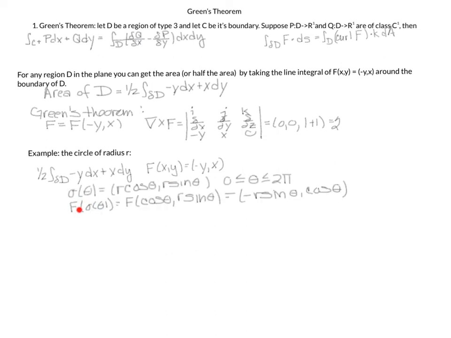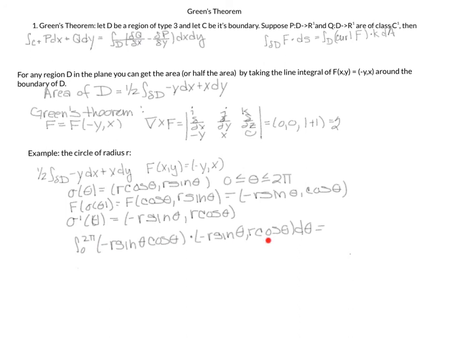Next, I compose my f with my curve. I take the derivative of my curve, and then I can plug in to my integral. And the rest is calculation, and you'll see I get 2 pi r squared. And according to this formula over here, the area of my circle should be equal to 1/2 of my line integral, so that would be pi r squared.